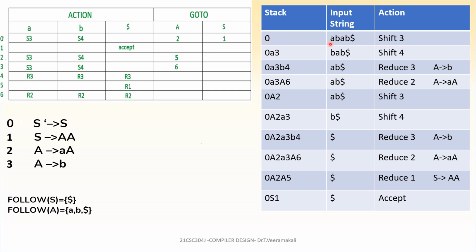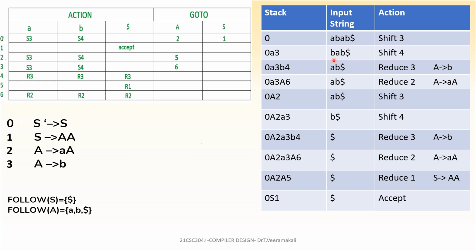The input string is AB and we need to find the action. Initially 0 and A. So 0 and A, what do we have? Shift 3. So you have to write shift 3. Once you write the shift 3, you have to fill the second row. The second row must be 0, and this A will be shifted to the stack along with the action number shift 3. 3 will be shifted to the stack, so you will get 0 A3.